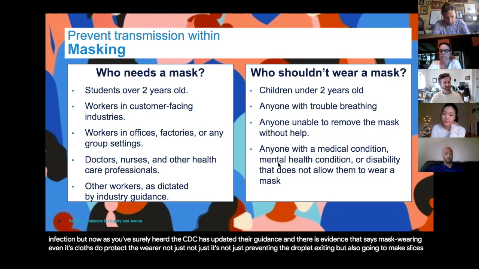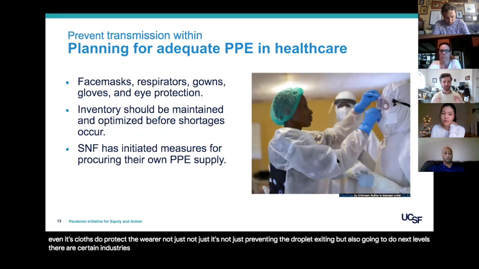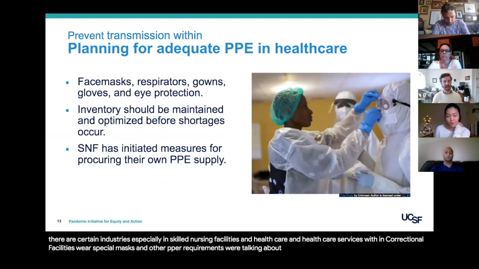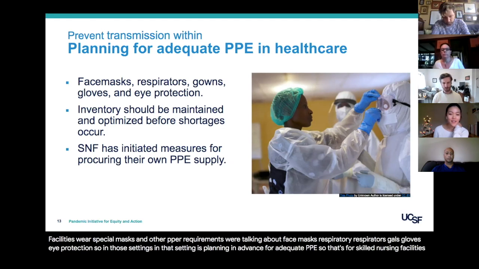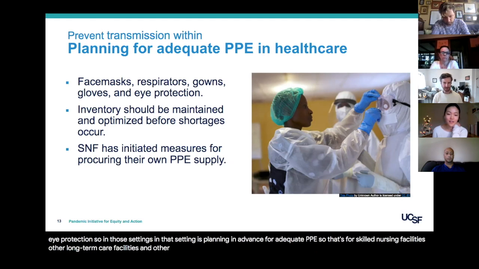Next slide, please. There are certain industries, especially skilled nursing facilities, healthcare, and healthcare services within correctional facilities, where special masks and other PPE are required. So we're talking about face masks, respirators, gowns, gloves, eye protection. In those settings, a critical part of preventing transmission is planning in advance for adequate PPE. That's for skilled nursing facilities, other long-term care facilities, and other healthcare settings, including healthcare settings in correctional facilities and in a school.